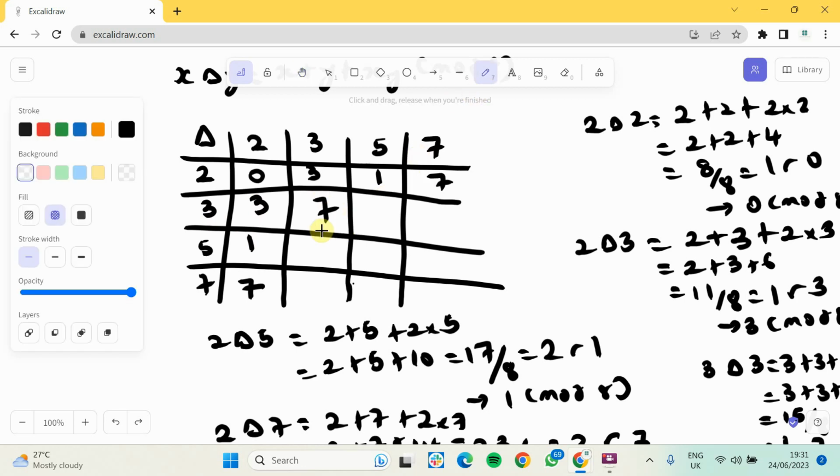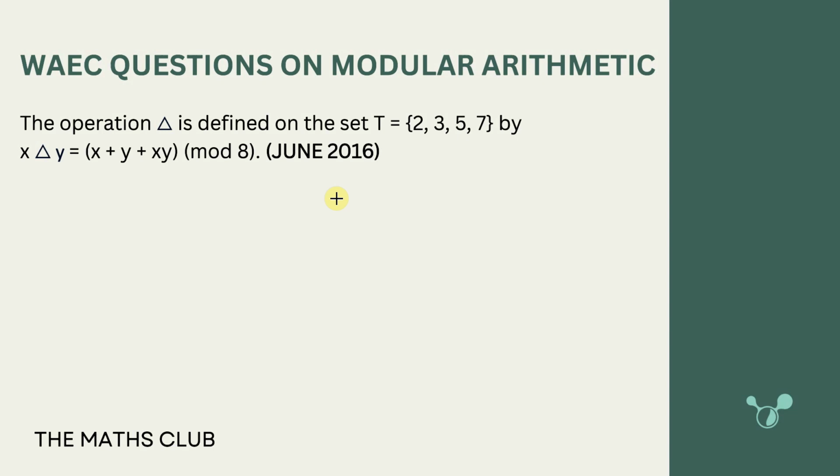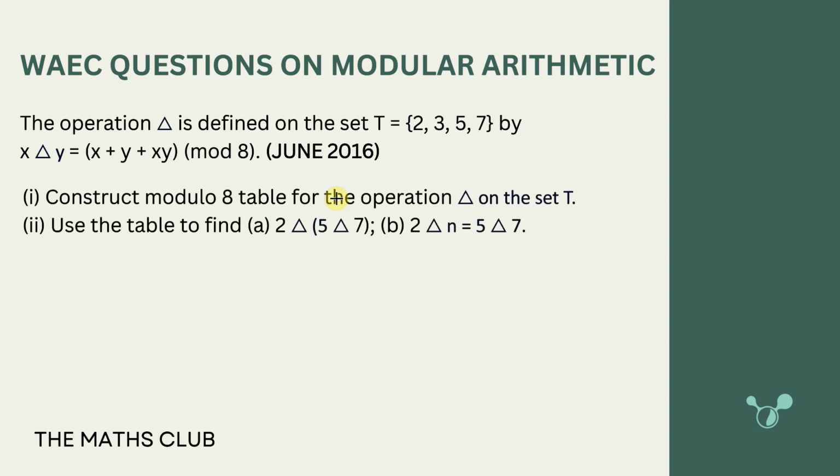So I'm going to stop the calculation so you can continue solving. Ensure that you show all of your workings when you're actually doing this question. So after I finished solving mine, this was how my table looked. If you got the same thing, well done. So let's go to the extrapolation part, right? It told us that we should construct the modular table, which is what we've done. It says we should use the table to find 2 triangle 5 triangle 7.